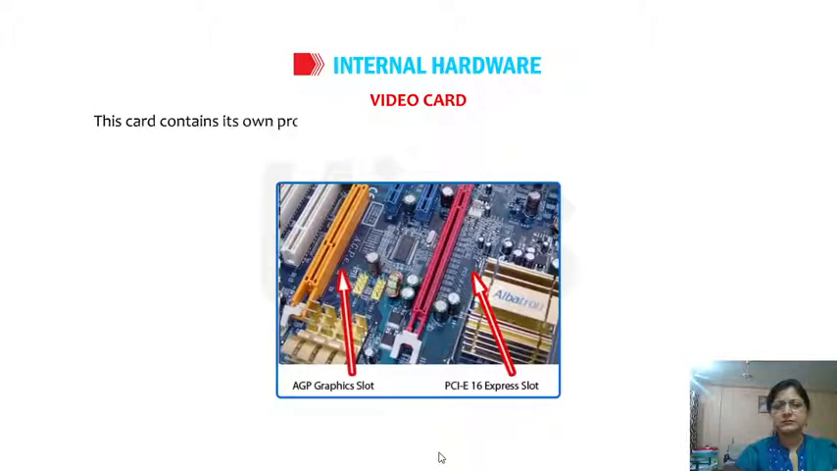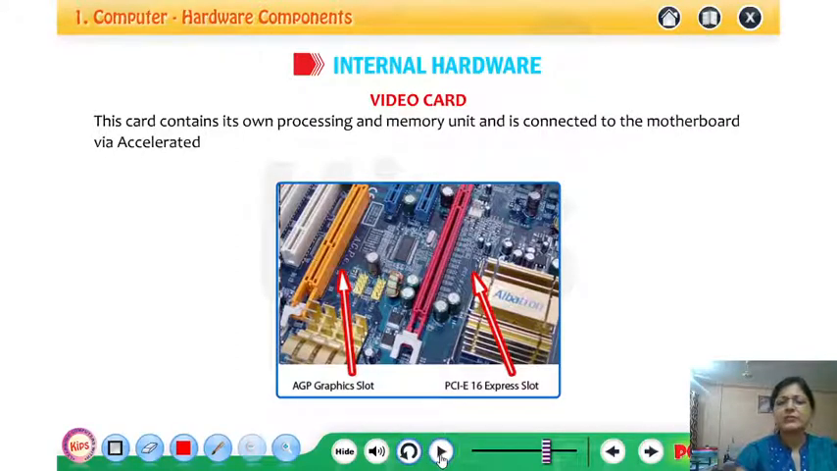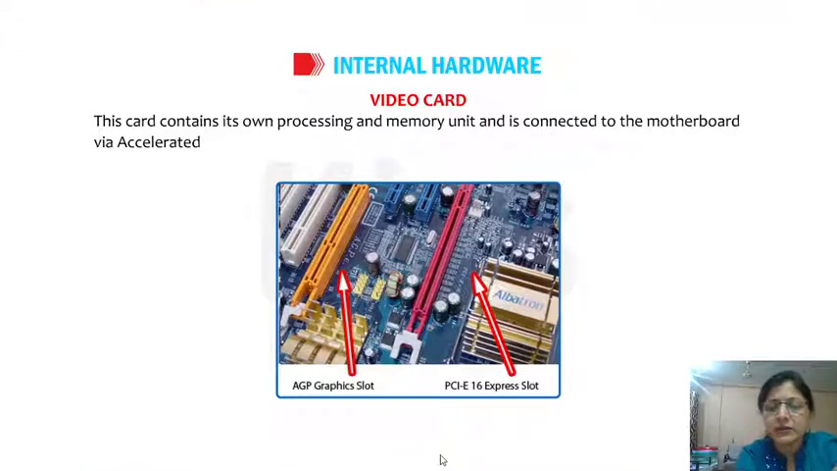This card contains its own processing and memory unit and is connected to the motherboard. Sometimes you may be running a 3D game or some software which requires a lot of graphics. If you don't install the graphics card in your PC, then that software will run very slow, because the type of memory it requires is not available. A graphics card has its own memory unit inside the card itself, which makes it run flawlessly and quite fast. So in certain software it is necessary to install the graphics card.